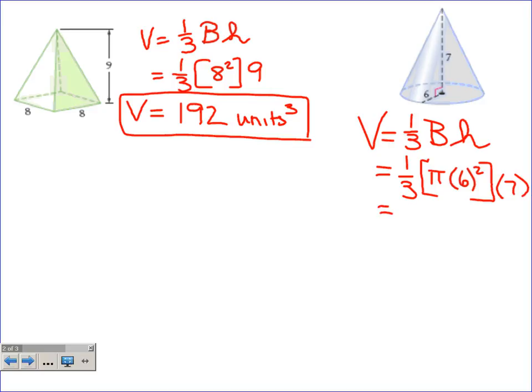So we have 1/3 times 36 pi times 7. A third of 36 is 12. 12 times 7 is 84. So we have 84 pi. Let's see, 84 times 3.14, 263.89. I don't know what that is.